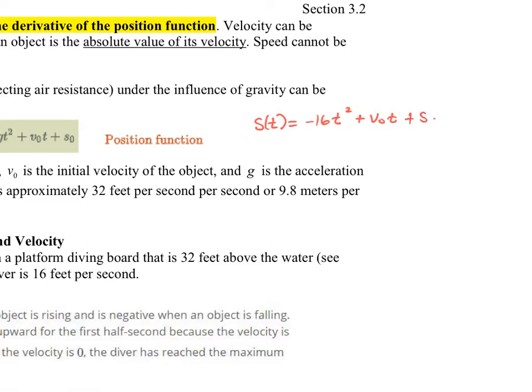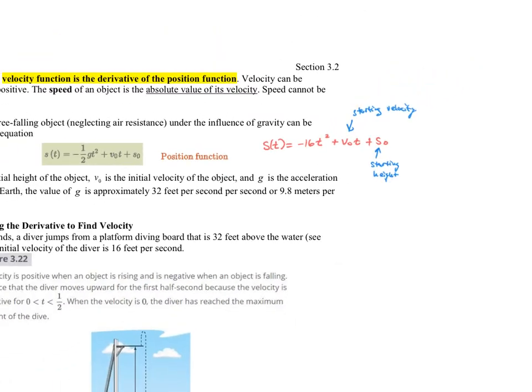And then it's plus s naught, where again, this is your initial position. So this is starting height. And this is your starting velocity. Okay, and you can do the exact same thing, and this is always in feet per second. Okay, this one's rated in feet per second. So your position would be in feet, your time would be in seconds, your velocity would be in terms of feet per second.